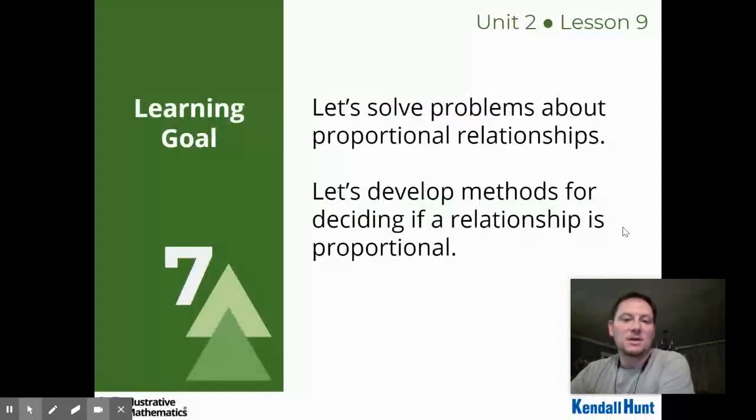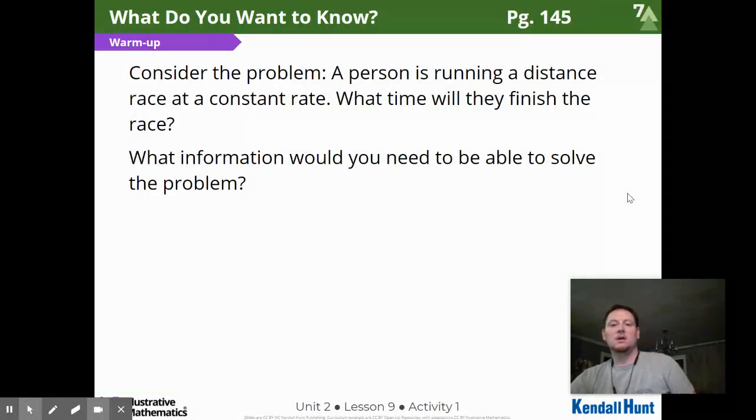So what we're going to do today is solve some more problems about proportional relationships, and develop some methods for deciding if a relationship is proportional or not. To get warmed up, this is on page 145. Consider the problem of a person running a distance race at a constant rate. There's that word constant again. What time will they finish the race?